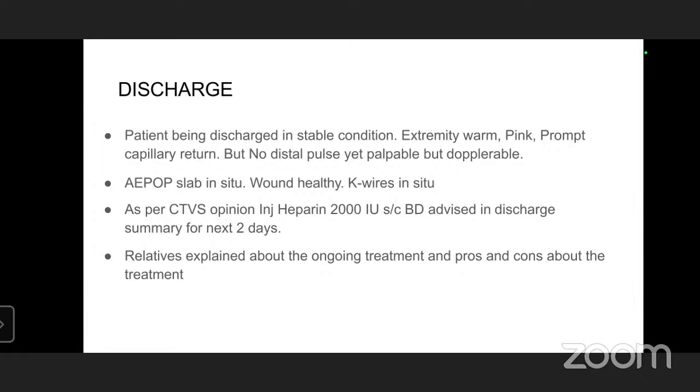And as per the CTVS opinion, injection heparin was advised in the discharge summary, 2000 international units subcutaneous twice daily for the next 48 hours. And the relatives were explained about the ongoing treatment and the pros and cons of the treatment.